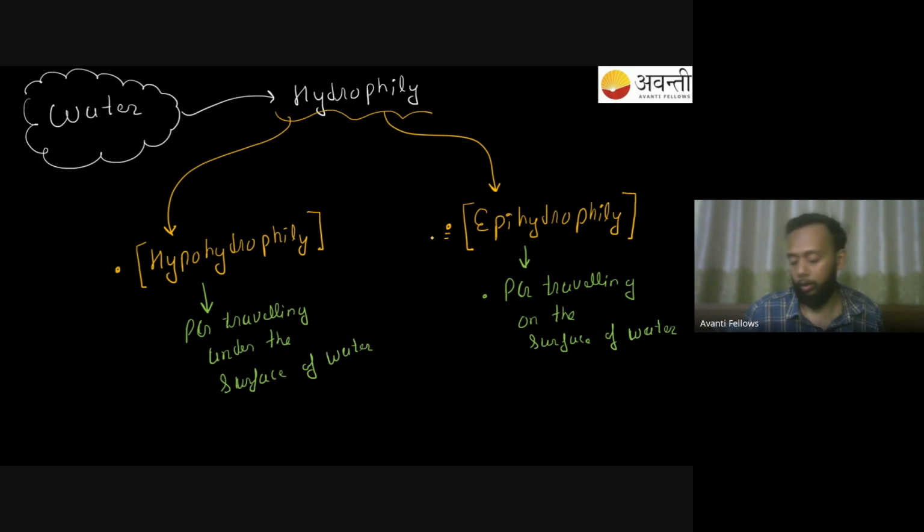Okay, that's a very good question. Right. So what will happen? In epihydrophily, two things can happen. Either you are releasing the pollen grains on the surface of the water, and then they travel on it.